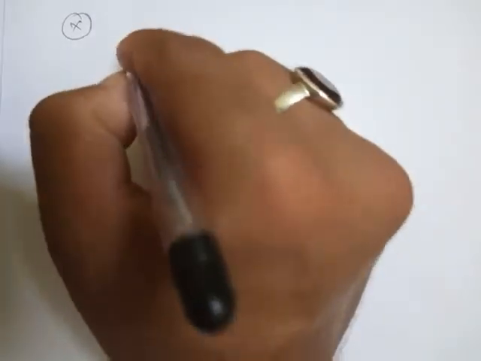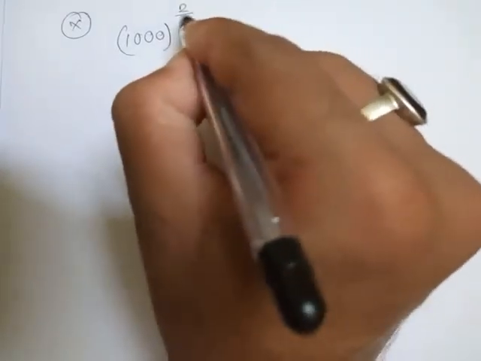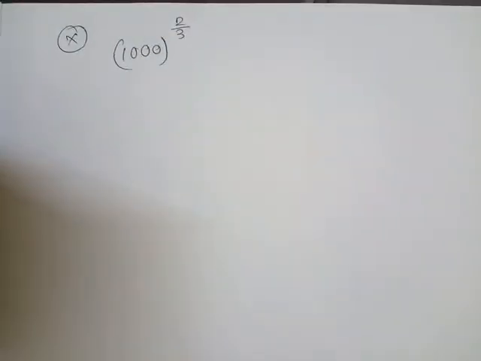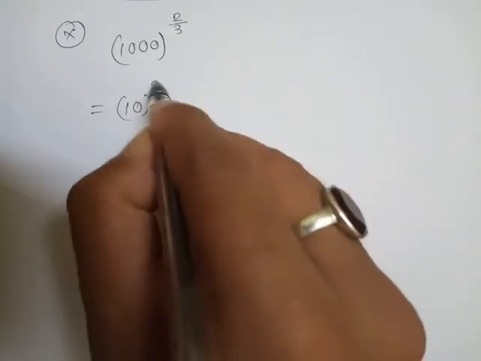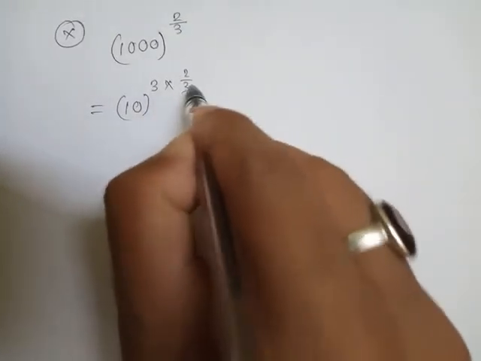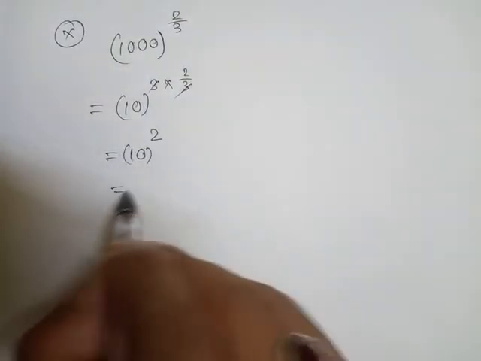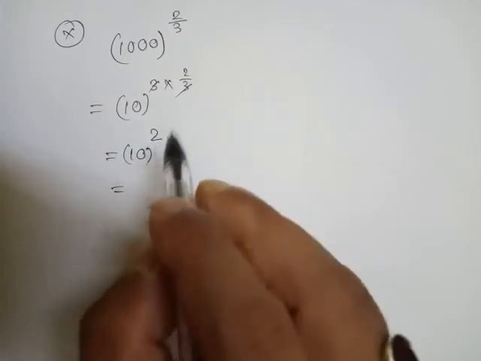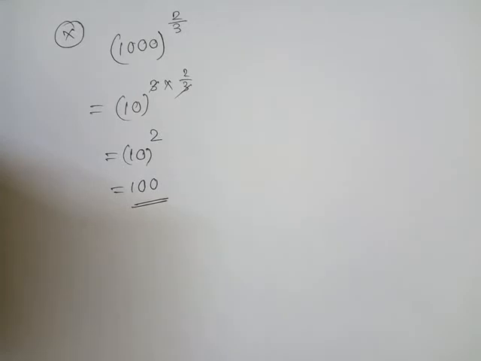Next, number 10. Now look how to solve this one, number 10. There is 1000 to the power 2 by 3. 1000 can be written as 10 cube, and into 2 by 3, then 3 and 3 cancel, so the answer is 10 square. If it is 10 square, then it's not like 10 to the 20, it is 10 into 10, which means 100. This is the answer of number 10.